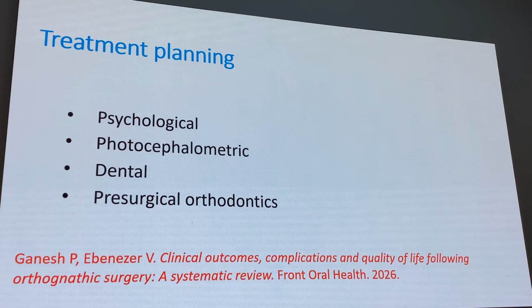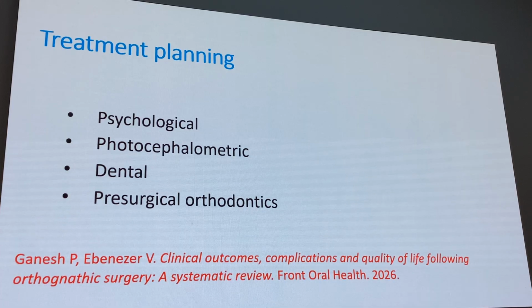There are 8 points in all textbooks. Give me 5. Curve of Spee, good. 1 point is right, to correct the curve of Spee. Before that? To create space. So you don't do anything with the teeth. You said leveling of teeth. What do you mean by leveling of teeth?